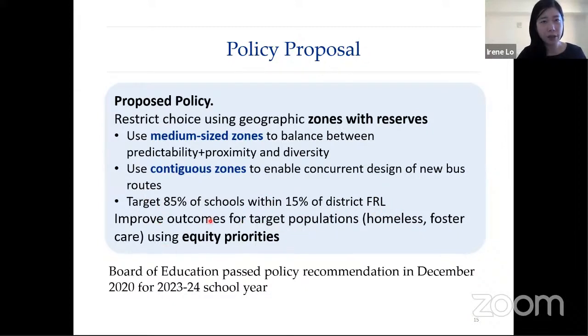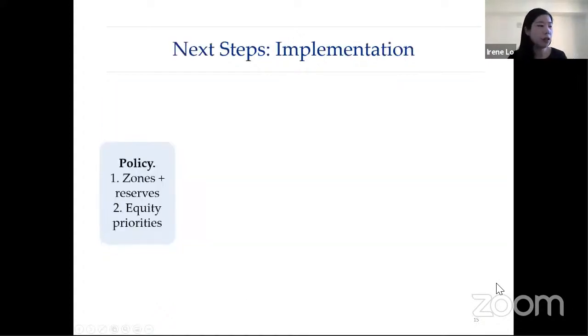And then the second tool is they're going to use equity priorities to improve outcomes for target populations, including homeless students and students in foster care. And this policy recommendation was jointly proposed by us and the district staff, and it was passed by the Board of Education last year in 2020, not December 2020.